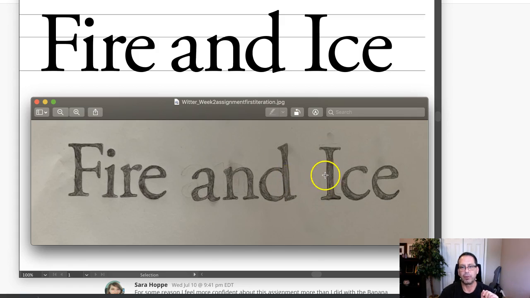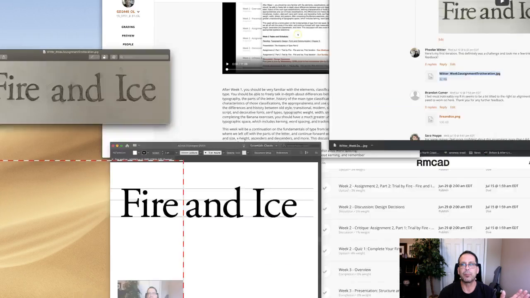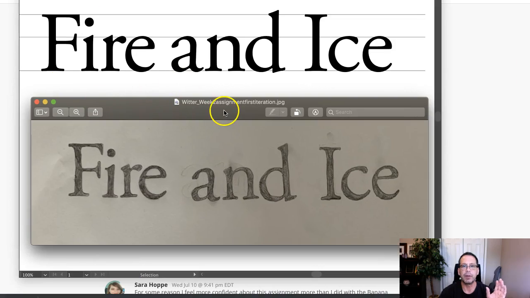Conversely, if there were a wider space right here, our mind would see fire and ice. So our mind is breaking where you tell it to break, right? So keep that in mind in your word spacing. Now, as far as letter spacing goes, I think the word fire is kerned beautifully.